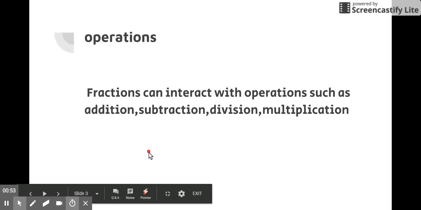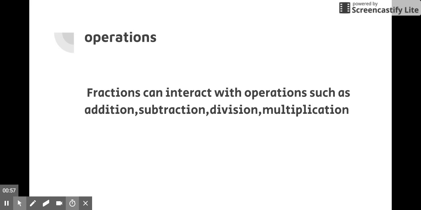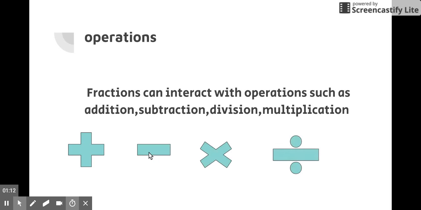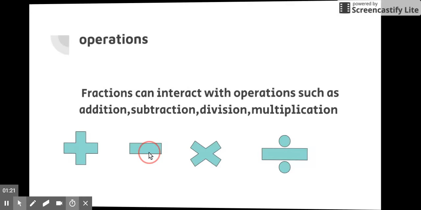So, operations. When you do fractions, you will obviously, in any case, interact with operations such as addition, subtraction, multiplication, and division. And these are not the only ones, but these are the ones that mostly show up. But you will see other ones too when you interact and do fractions.